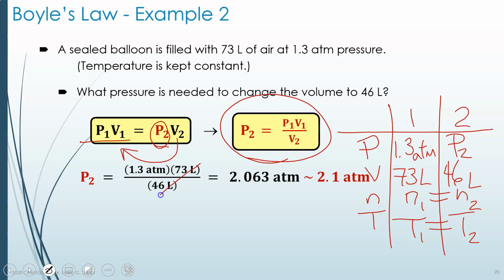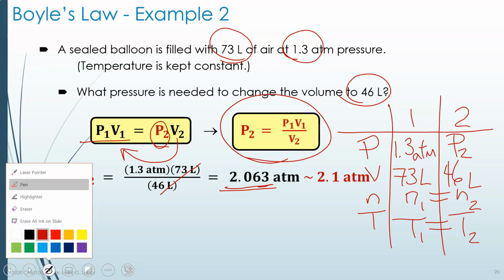First we're going to cancel the liters, and the only thing left is atmospheres, and we end up with 2.063 atmospheres. That's what our calculator tells us. But we see that we have 2 sig figs, 2 sig figs, 2 sig figs. So again, we need to round our answer to 2 significant figures, and that would be 2.1 atmospheres of pressure.